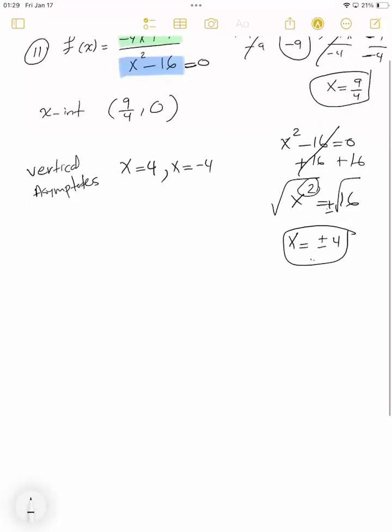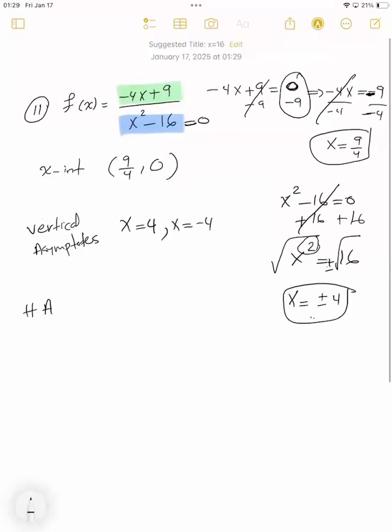Then it says find the y-intercept and horizontal asymptote. So let's find horizontal asymptote. To find the horizontal asymptote, you look at the degree from the top, which is 1. The degree from the bottom is 2. Since the bottom degree is bigger than the top degree, then horizontal asymptote y is equal to 0. So 1 is smaller than 2, or 2 is bigger than 1. So every time the top degree is smaller than the bottom degree, horizontal asymptote is 0.